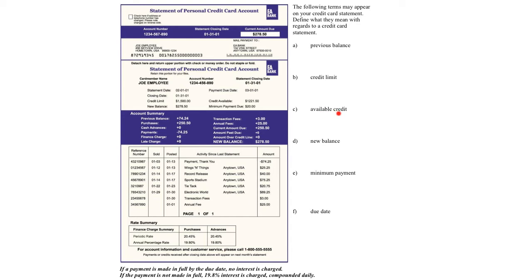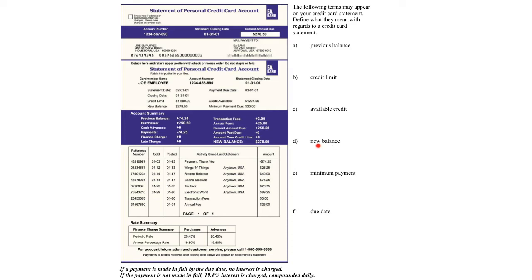Available credit is the amount that you're still allowed to borrow. So here you see credit limit is $1,500, but credit available is $1,221.50. So that means this person hasn't spent their entire limit. They still can spend this much. They haven't reached their limit.